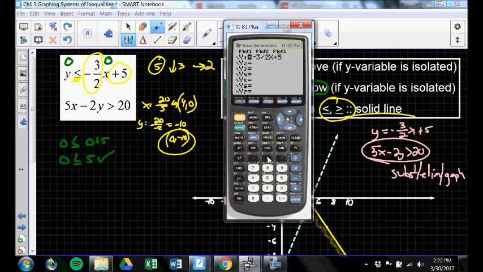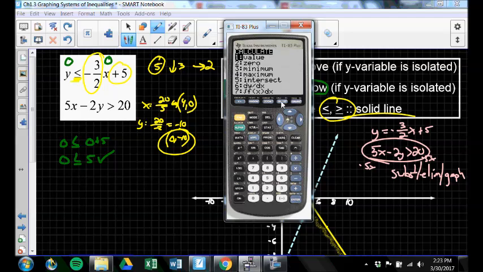Like the first thing I would do is subtract 5x from both sides. I would subtract a 5x from here and subtract a 5x from here. Then I would divide everything by -2. And I can just type it into my calculator like that, and it knows what I mean. It knows what I'm doing there. Then I press graph. It's crossing somewhere in there.